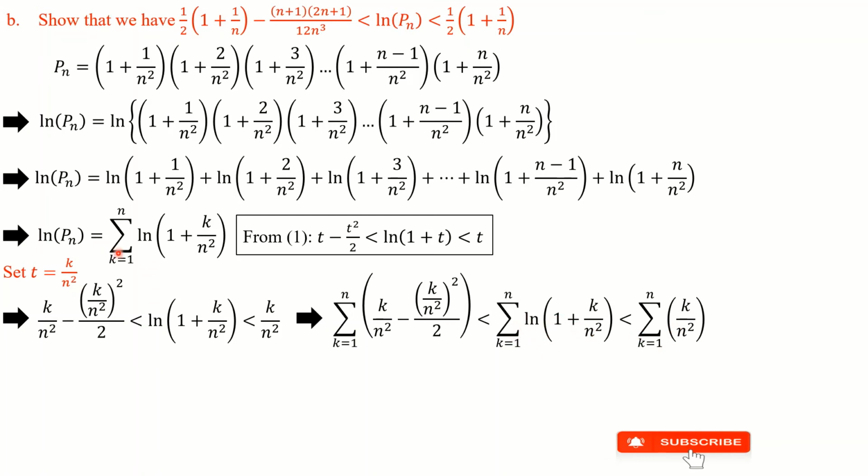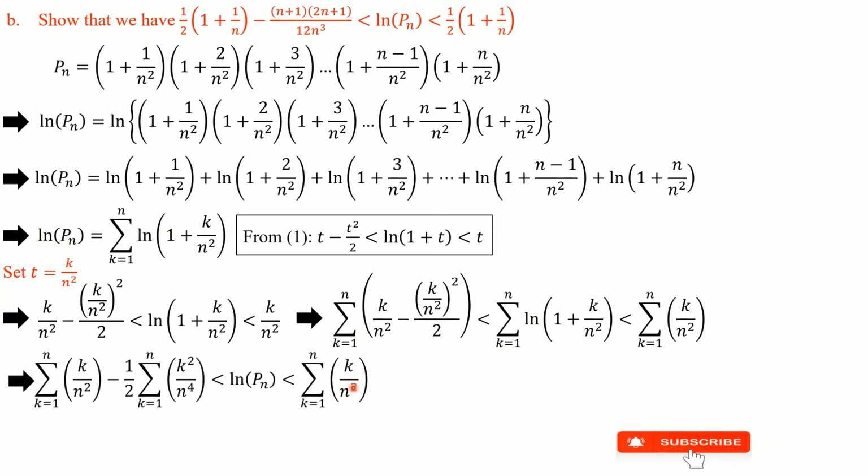The sum of this is just our ln of p of n. So we are getting closer to the answer because this sum at the center here is just the ln of p of n, as you can see. Alright, so from there, we use properties of sums. The sum of this difference is the same as the difference of the sums. So we have the sum from k equal to 1 to n of k on n squared minus half times the sum. Now when I square this, I get k squared on n raised to the power 4 because it's k on n all squared. Now the middle term becomes the ln of p of n, and now the upper bound becomes the sum from k equal to 1 to n of k on n squared.